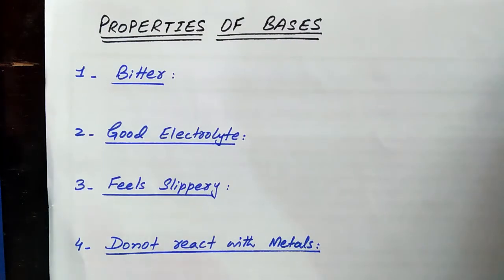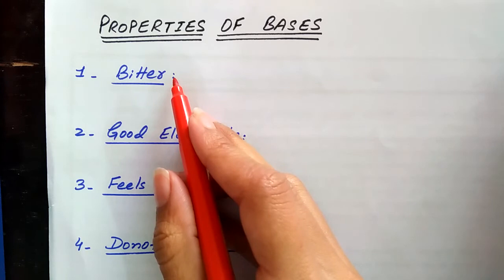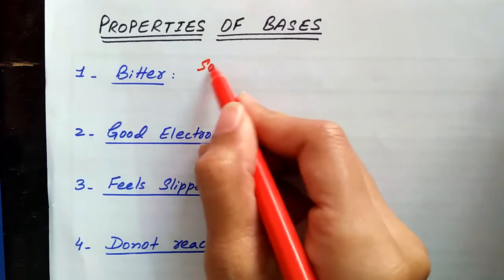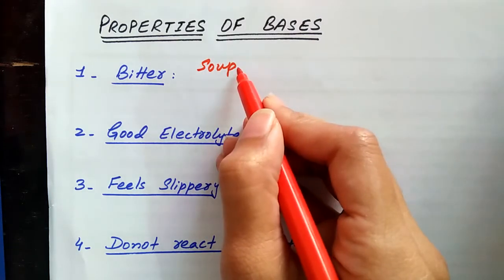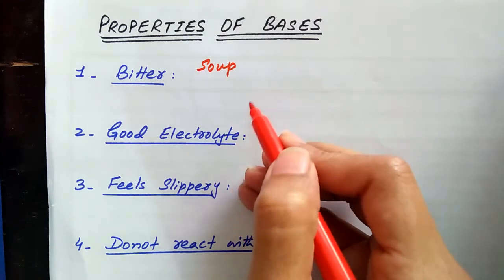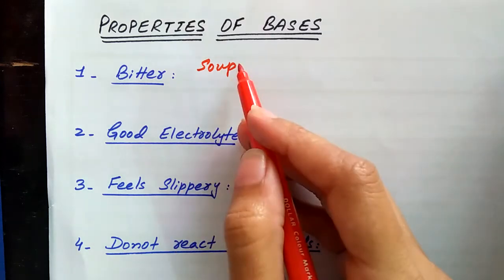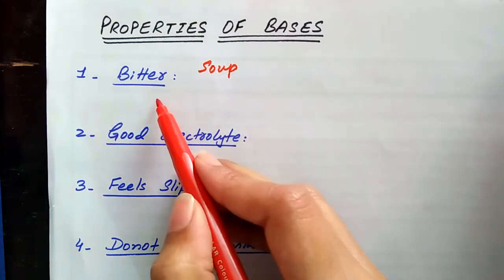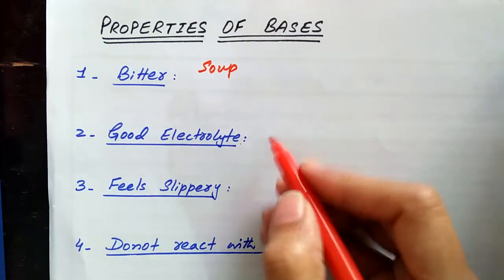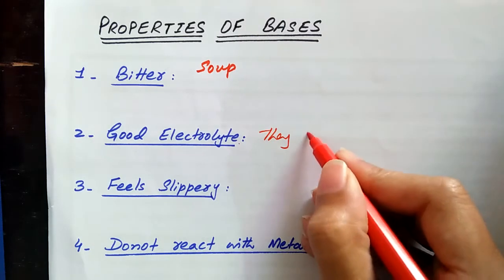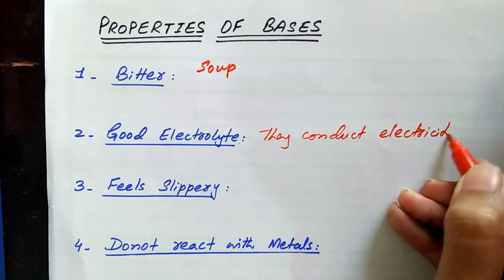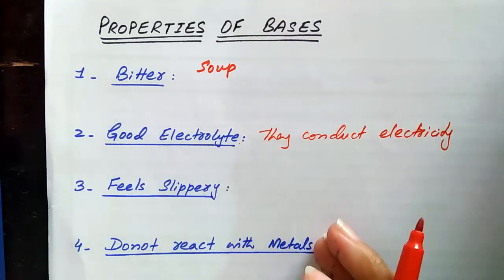When we talk about the properties of bases, they are basically bitter in taste. For example, soap has a bitter taste. Sometimes when I get soap in my mouth while washing my face, I come to know that it has a bitter taste. So normally the bases have bitter taste. They are also good electrolytes, that is, they conduct electricity. So that is why they are called good electrolytes.